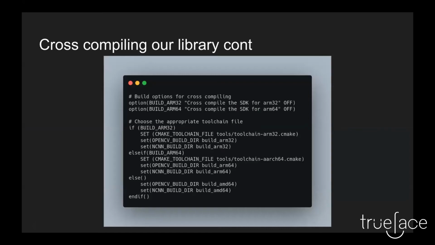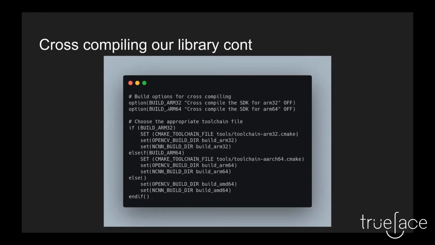So right at the top of our root CMakeLists.txt, we can then add the following lines of code. Basically, we're adding CMake options, which can be enabled in order to cross-compile. Here you'll see that we've added two options, BUILD_ARM32 and BUILD_ARM64, and these options can be set in the command line when we're building our library. So you would add -DBUILD_ARM32=ON if you wanted to enable this option, for example.